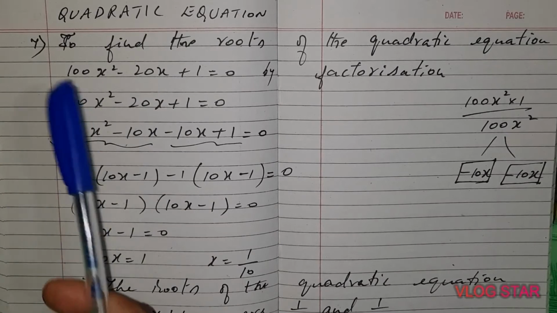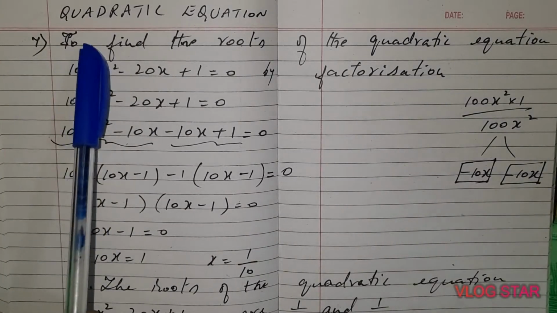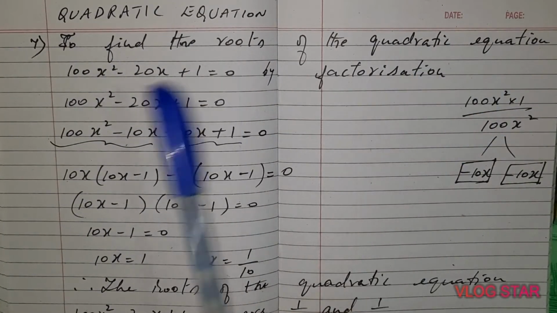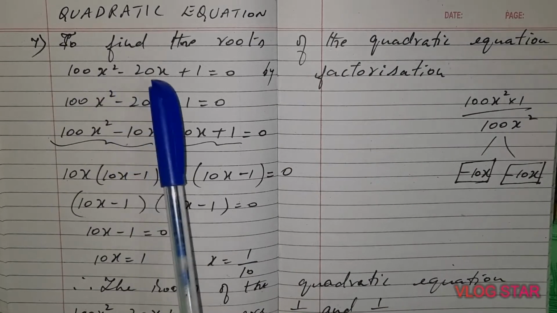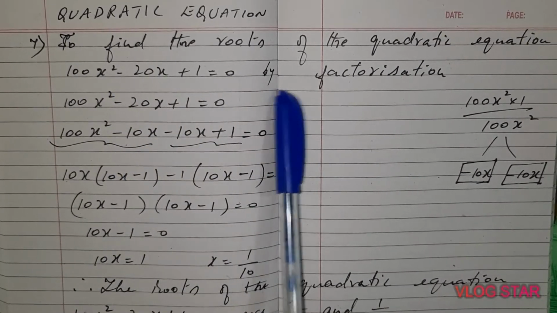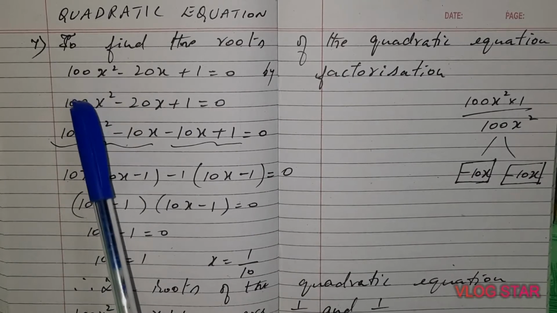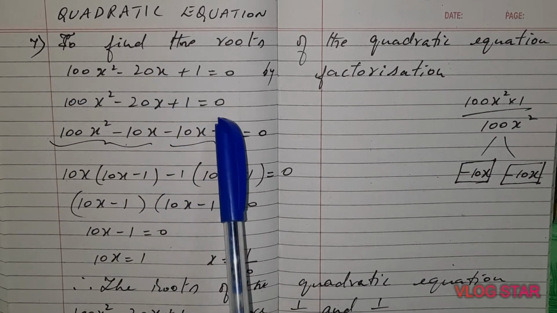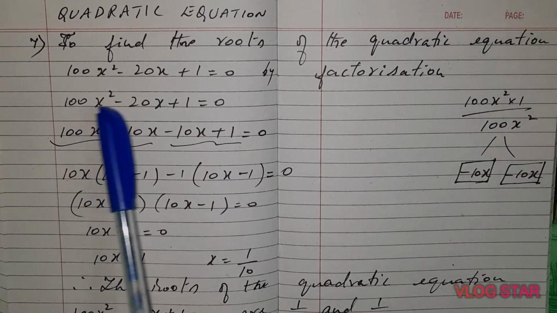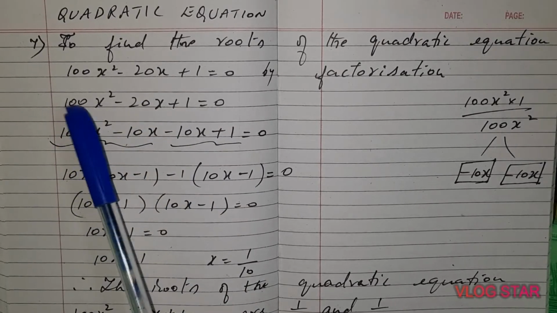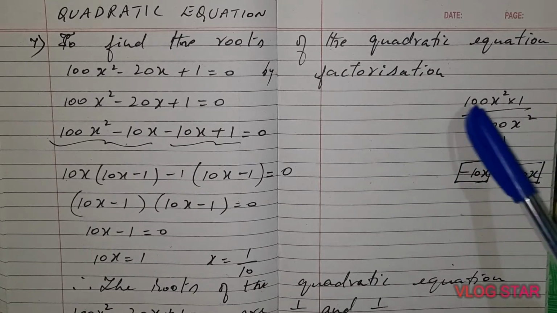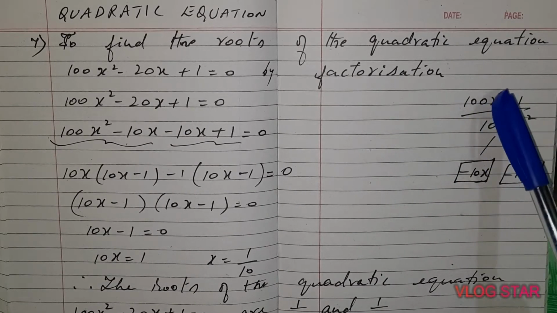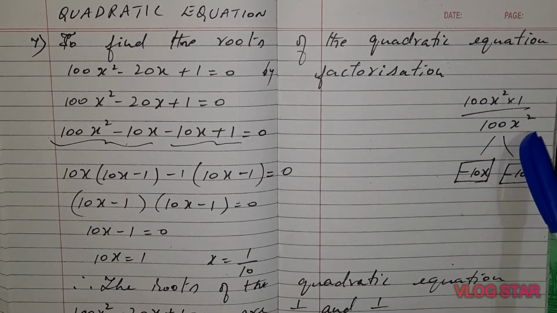Equation. In this one, let me take the seventh problem. To find the roots of the quadratic equation 100x² − 20x + 1 = 0 by factorization. So the equation is 100x² − 20x + 1 = 0. First we must take the first term and last term, 100x² and 1, and multiply those two. 100x² into 1 is 100x².